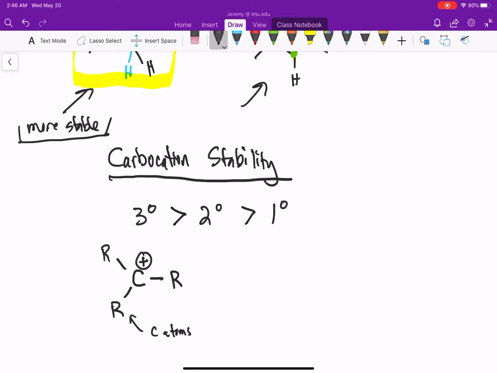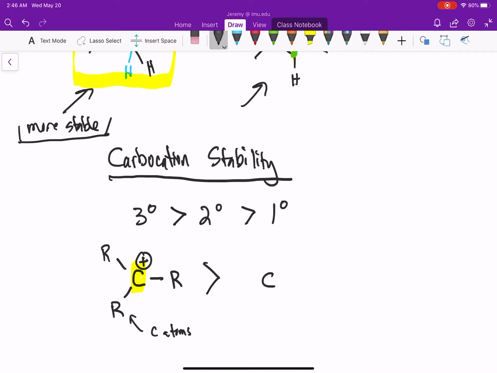Okay, so R really represents carbon atoms. So we have 3 carbon atoms surrounding our carbocation. That's the most stable carbocation we can form. That is more stable than a secondary.